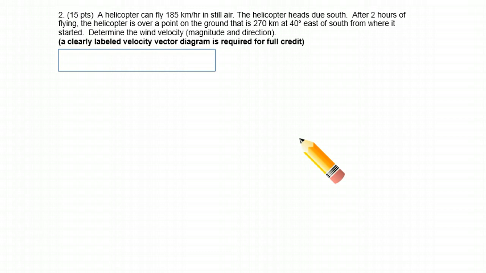Number 2 is a relative motion problem. This is probably the key: a clearly labeled velocity vector diagram. So let's do that first and make sure we get everything correct, and then this problem should work out pretty easily.